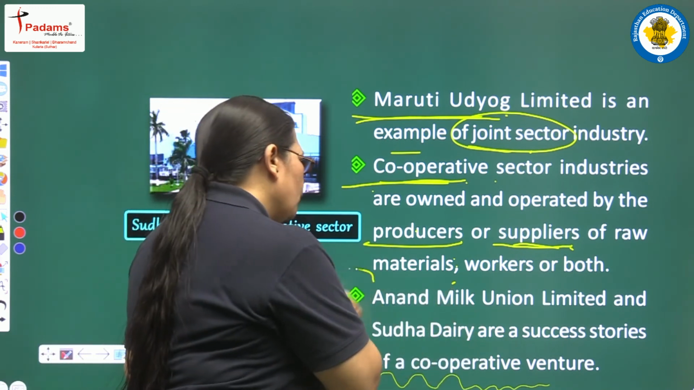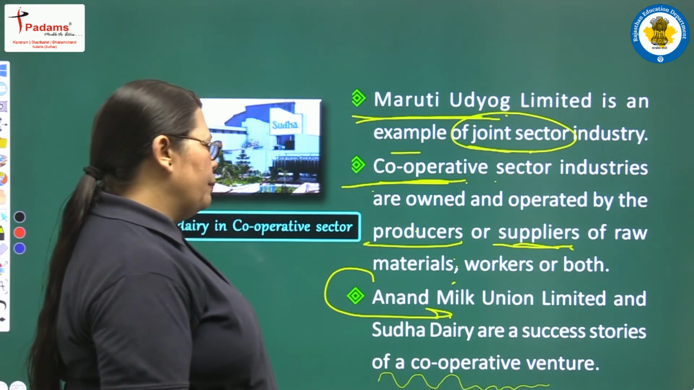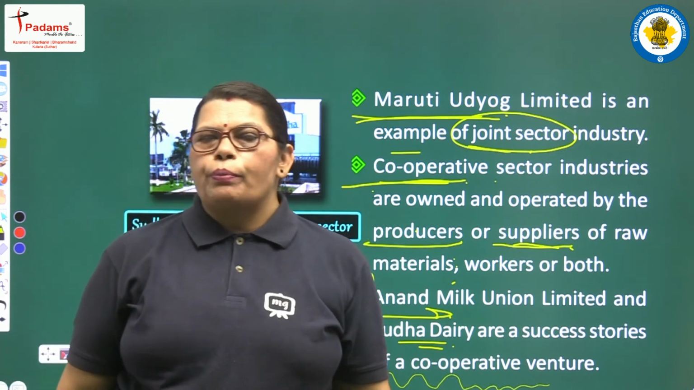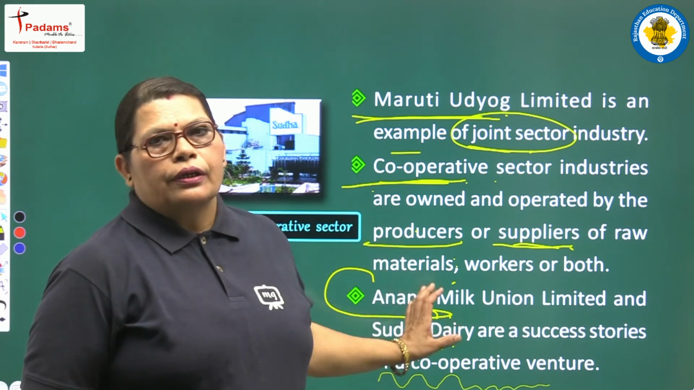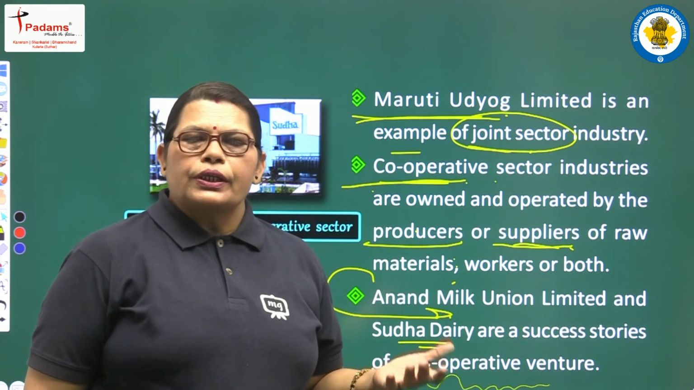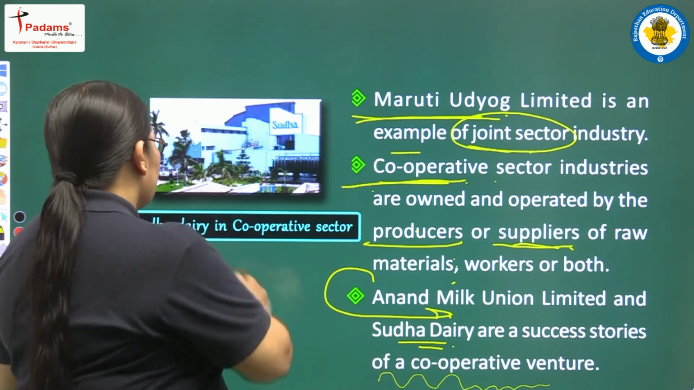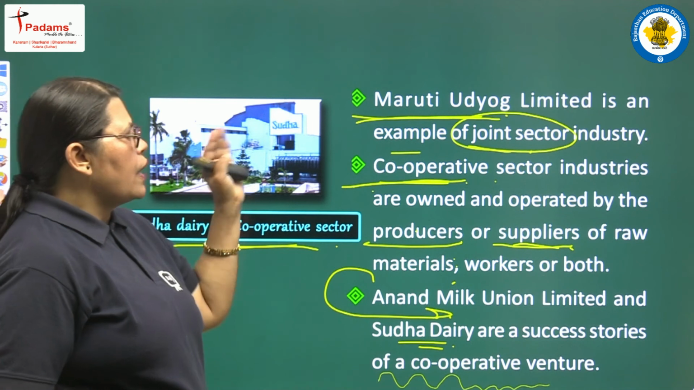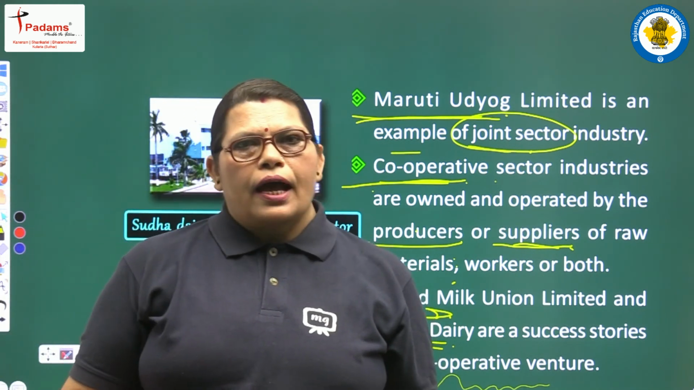As an example, Anand Milk Union Limited and Sudha Dairy are success stories of cooperative industries. Here we are talking about cooperation: two people or groups of people are cooperating with each other, and from that industry they are taking their benefits. In Sudha Dairy, a cooperative sector industry, some suppliers and some workers are there.